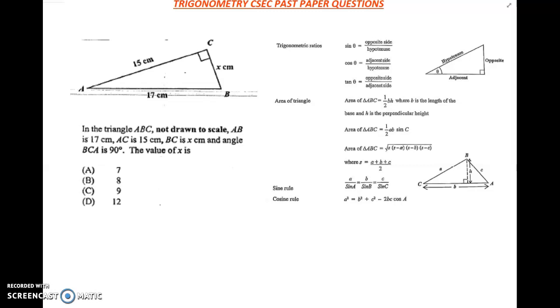In a triangle ABC, not drawn to scale, AB is 17 cm, so AB is 17 cm. AC is 15 cm, so AC is 15 cm, and BC is x cm. Let's say angle BAC is 90 degrees. So this is 90 degrees there. We want to find the value of x, so the label here is what you want to find.